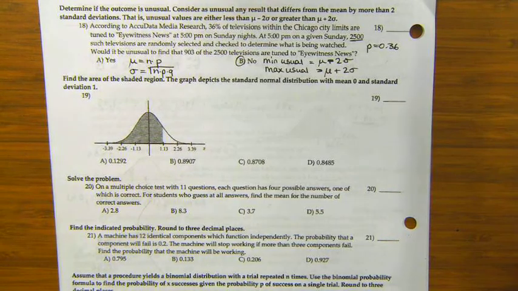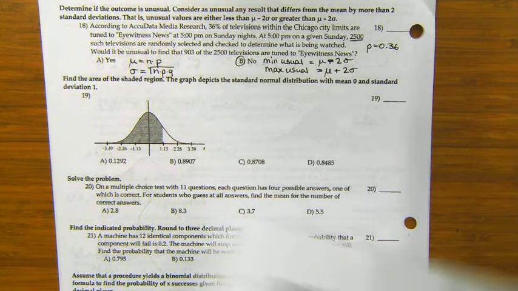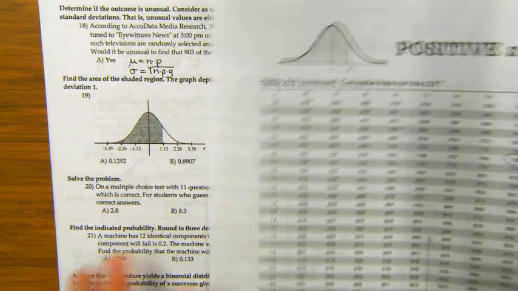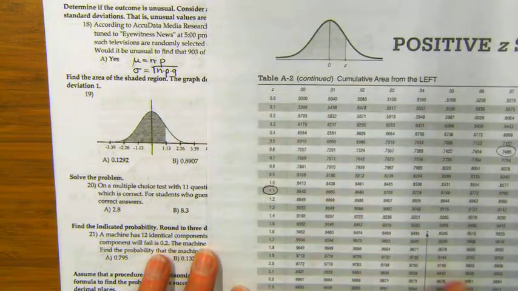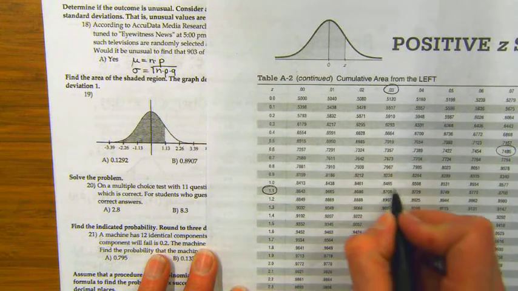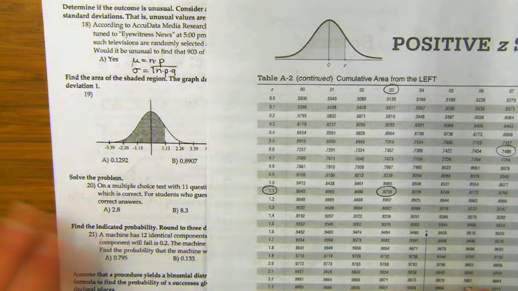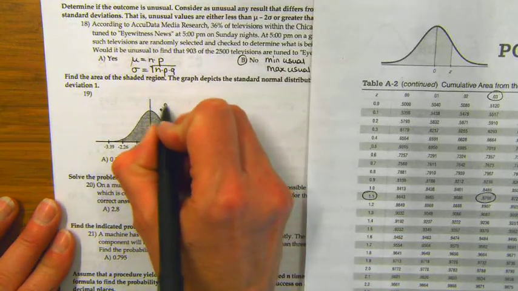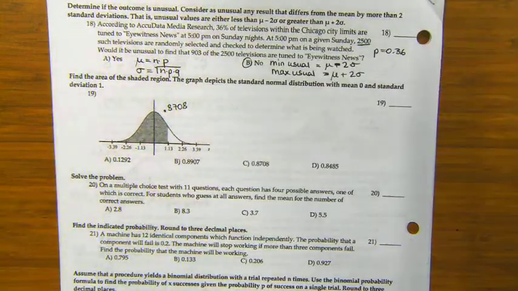Okay, for number 19, it says find the area of the shaded region. The graph depicts a standard normal distribution with a mean of 0 and a standard deviation of 1. So we're looking for the area to the left of 1.13. This one would be a pretty simple one to use the table. We go to the positive side and find 1.1 in the left column, and then 0.03 on the top. Look at where those two connect, and the probability is 0.8708. So it's straightforward on the table.